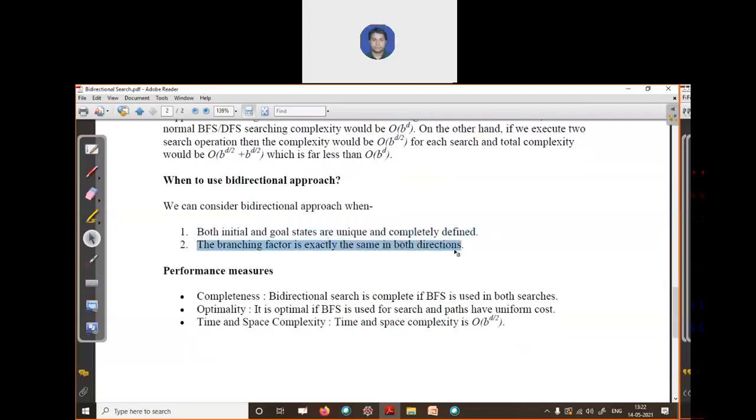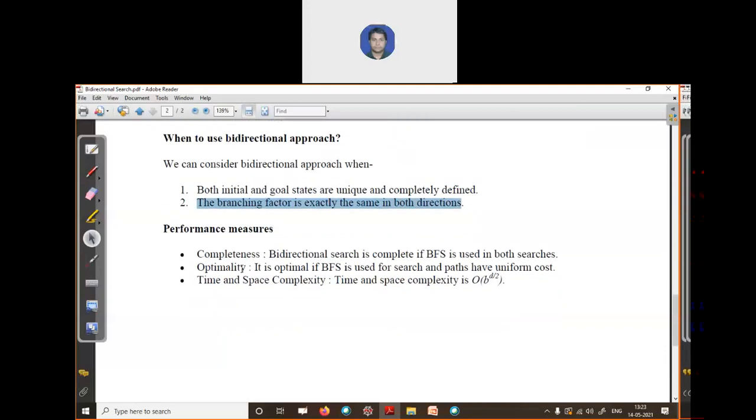If the branching factor in one direction is different from the other direction, it will increase your complexity. So we will use bidirectional search when the branching factor is uniform across the graph. As for performance measures, its completeness depends on which search technique you are using. Bidirectional search is complete if BFS is used in both searches, from start to goal and goal to start. And it is optimal if we use BFS. As you know, BFS always gives you an optimal solution if one exists.